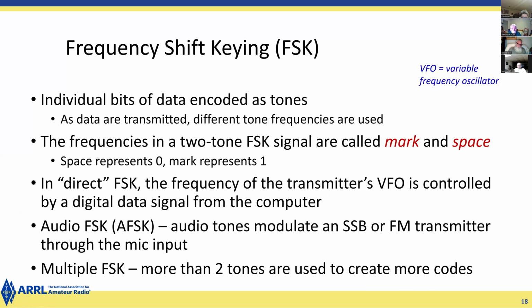And so if you have more than two tones, you have multiple FSK or MFSK, and you can create more codes, more bits per baud, more bits per symbol.